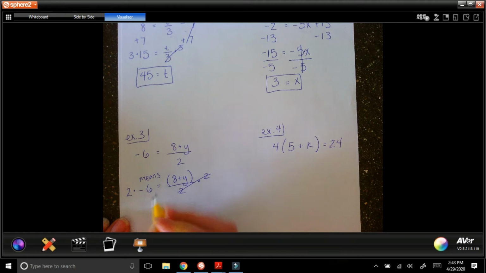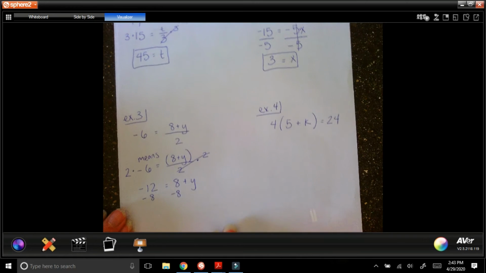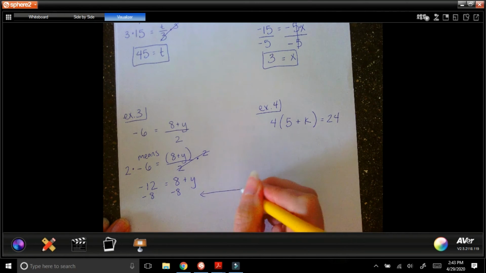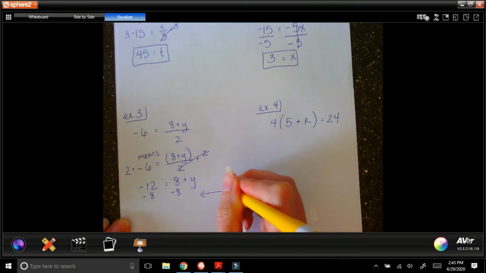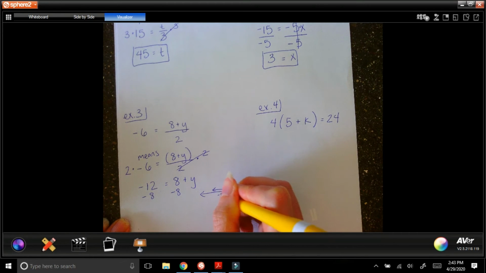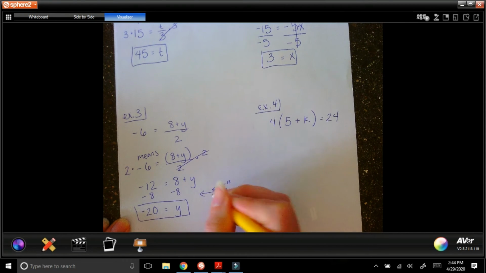So 2 times negative 6 is negative 12 equals 8 plus what number? And now you can subtract 8 from each side. Negative 12 minus 8. If you think of this on a number line, if you're at negative 12 and you're subtracting another 8, you're going to be at negative 20. So y equals negative 20.